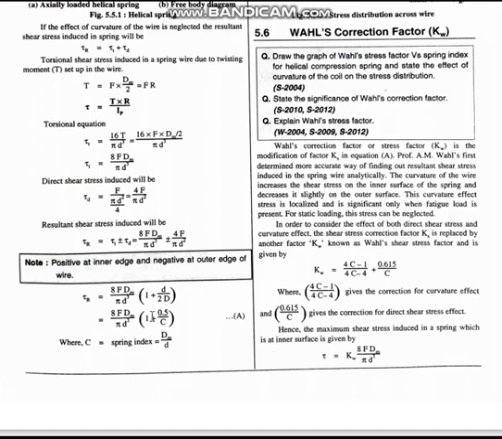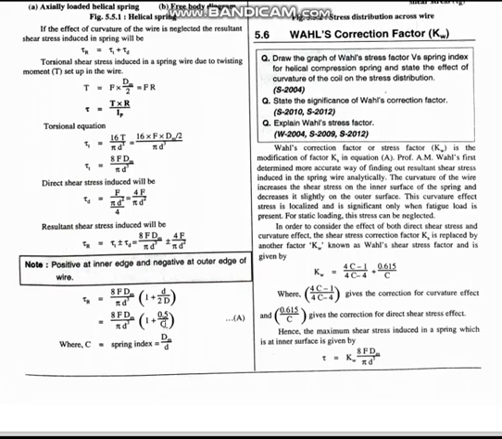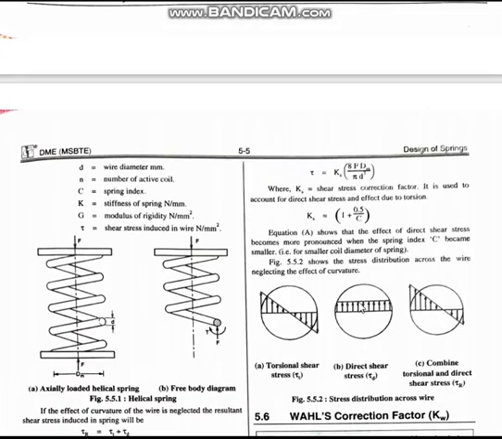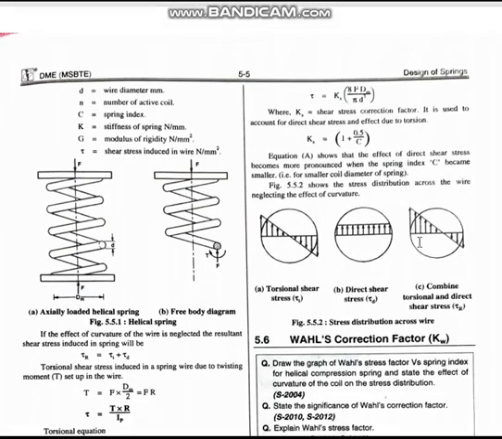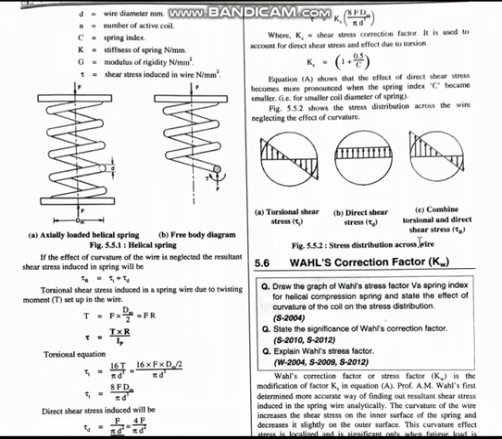So this has no effect. Torsional shear stress is not affected by the spring index. Only direct shear stress is affected by the spring index. So this also is a question for a quiz. You can ask what happens if spring index C increases. Spring index increases means only the direct shear will become more prominent.